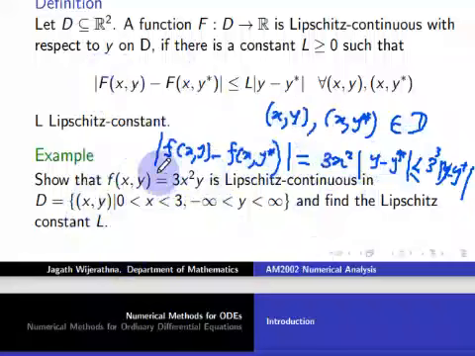So here x does not change, right? So you can take out 3x squared because it is common. This is a common factor, right? You can take it out from the modulus sign because this is a non-negative number. 3 is positive, this is a non-negative number. So modulus of this gives you itself, right? So 3x squared times modulus of y minus y star.